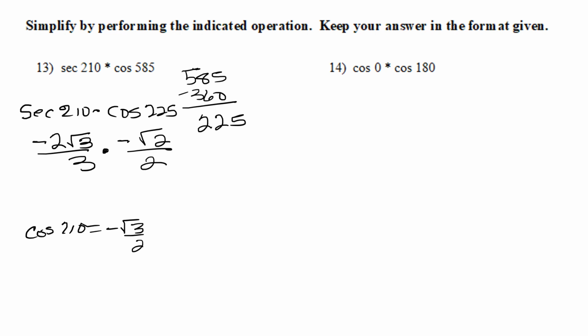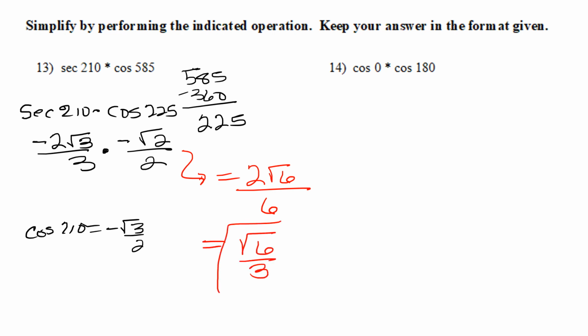So when I multiply those two together, I'll get a negative times a negative, so that's positive. 2. The square root of 3 multiplied by the square root of 2 is the square root of 6. And then all over 3 times 2, which is 6. And that does simplify to give me the square root of 6 over 3. And last but not least, cosine of 0 degrees is 1, multiplied by cosine of 180 degrees is negative 1. 1 times negative 1, negative 1.